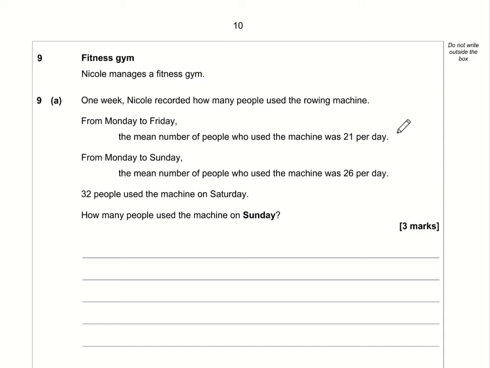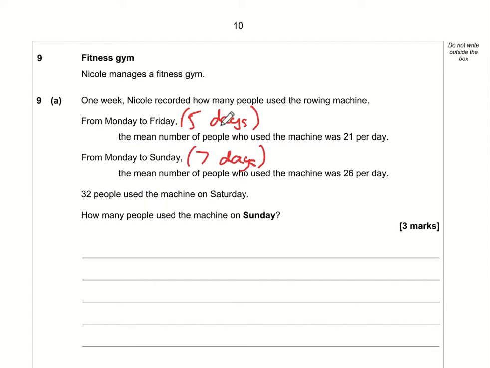So in this question, we know the mean number of people who use the machine on Monday to Friday, and also Monday to Sunday. Now, first of all, Monday to Friday, well, we know that that is 5 days, and obviously we know that Monday to Sunday, well, that is 7 days. So what we need to do here, when you've been given a mean, is to work out the total. Usually it's the other way around. We've been given a total and we need to work out the mean. So here we've got the mean, so we need to work out the total.